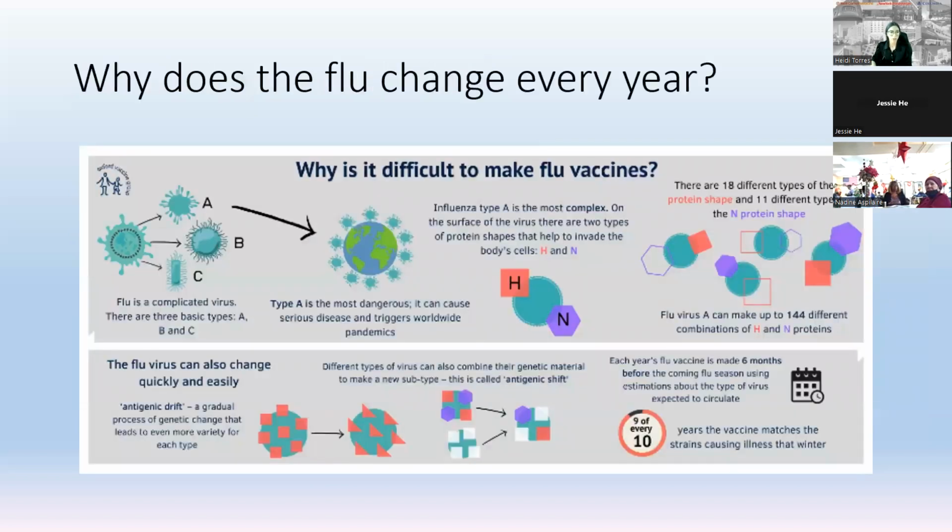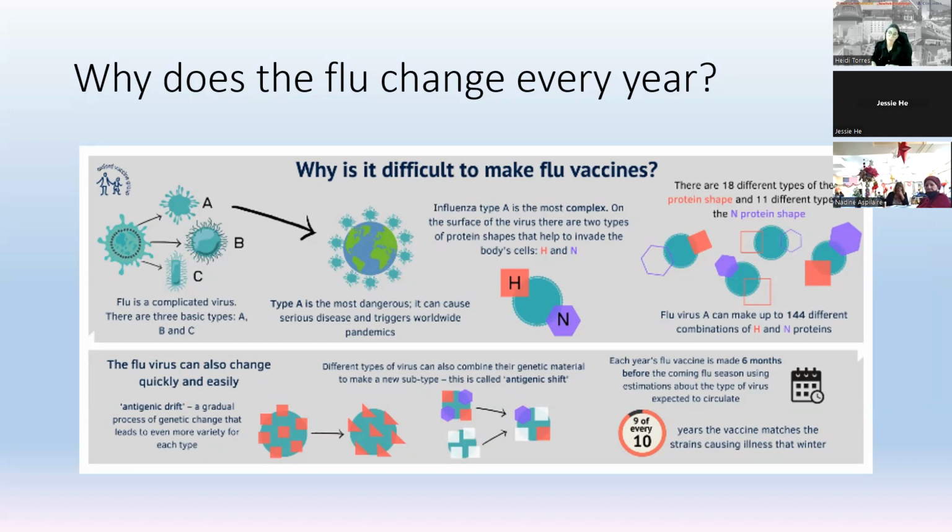Another question is, why does the flu change every year? Why do we have new vaccines every year? Why can't we pin this thing down? The flu virus, similar to many other viruses, mutates and changes. There are a couple of different types like we mentioned: A, B, and C. Types A and B are the ones that cause seasonal flu, and type A is the one that's most diverse. So you've probably heard of flu H1N1, H3N2.